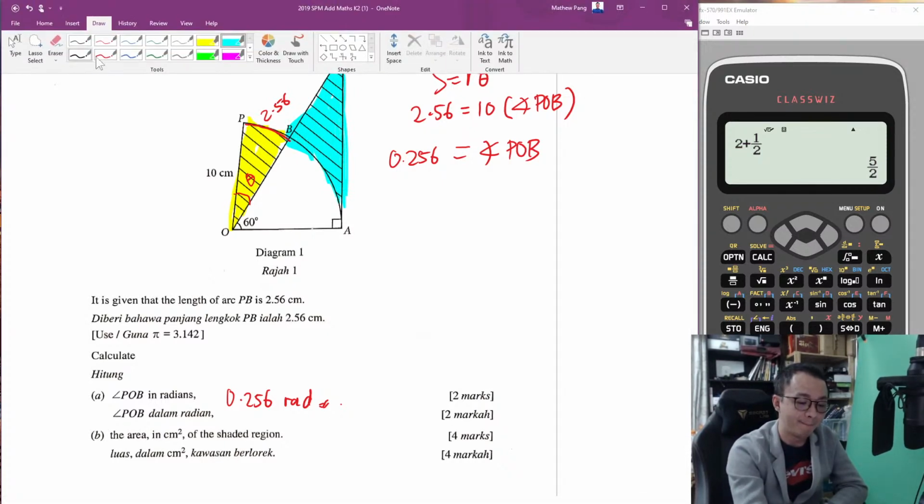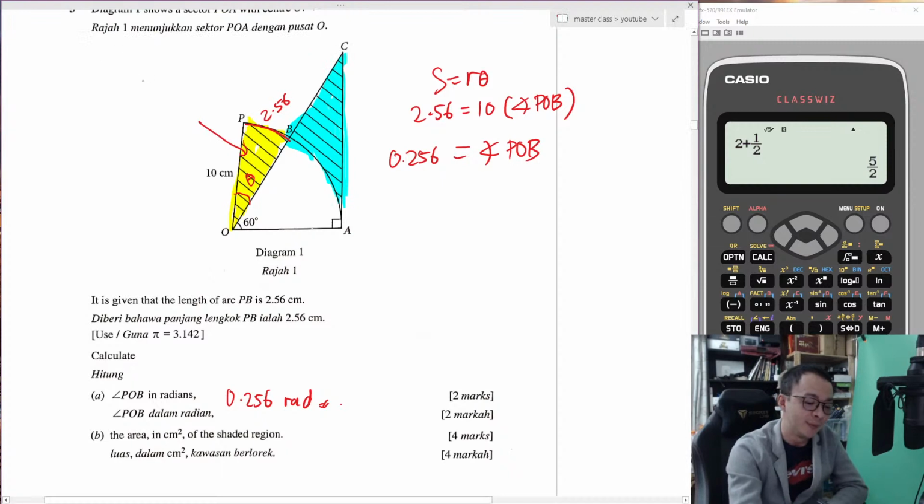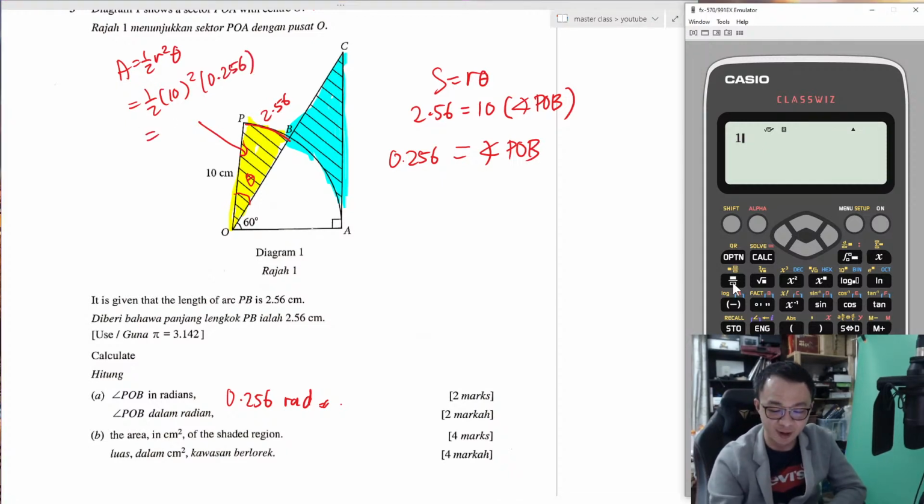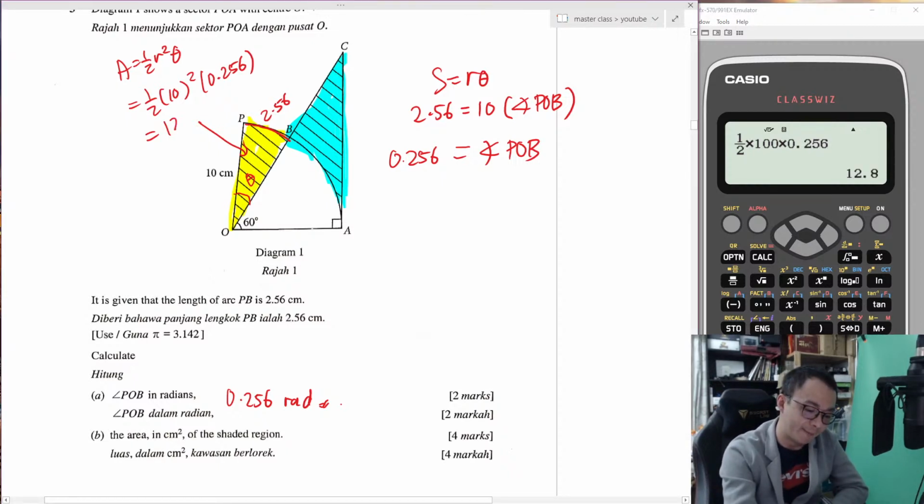So for this part, it's just the area of the sector, half r squared theta. My r is 10 squared, theta is 0.256. Then I can easily get the yellow color one just by using the calculator. Half times 100 times 0.256. This one is 12.8.